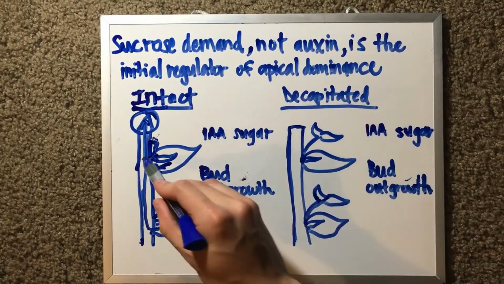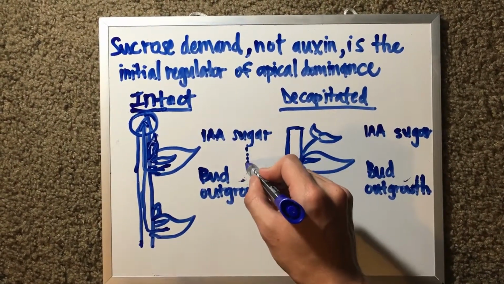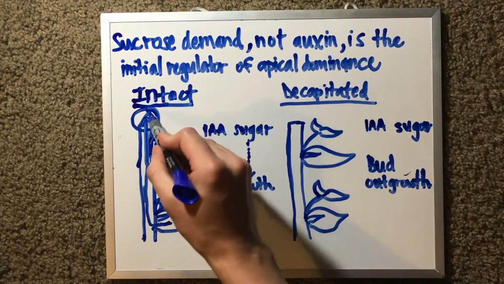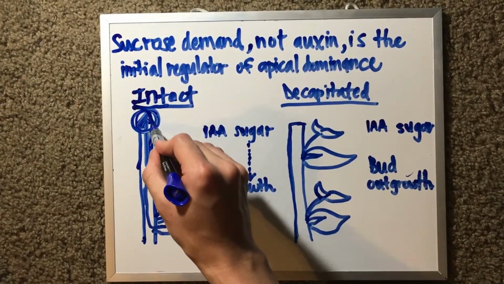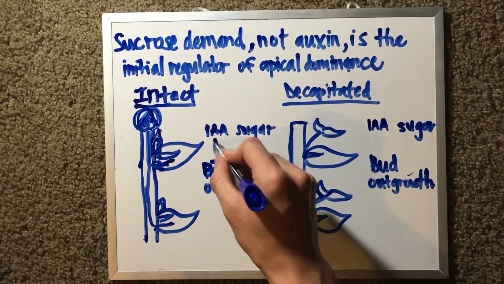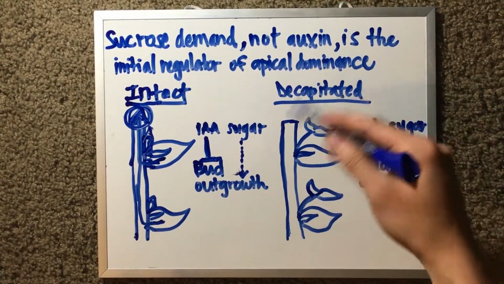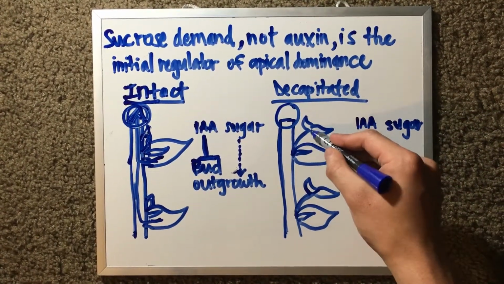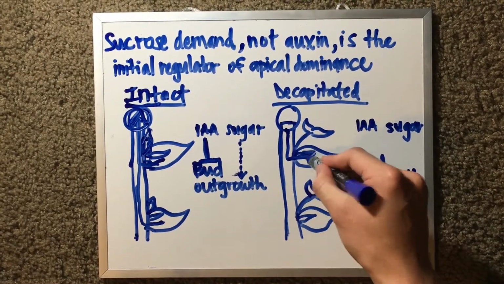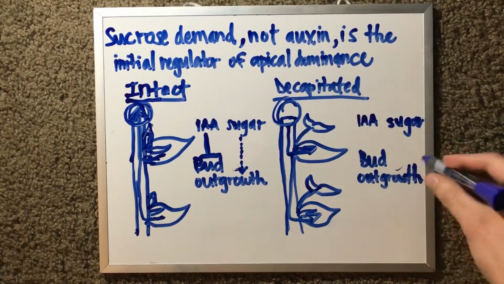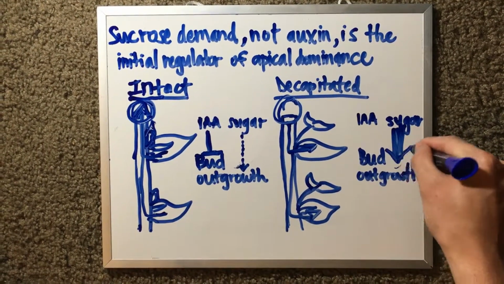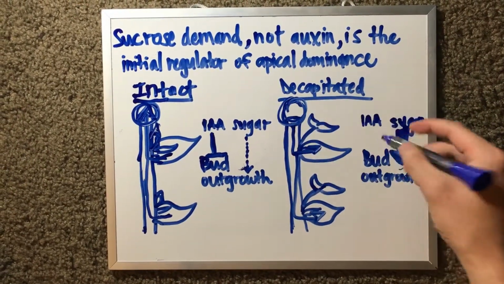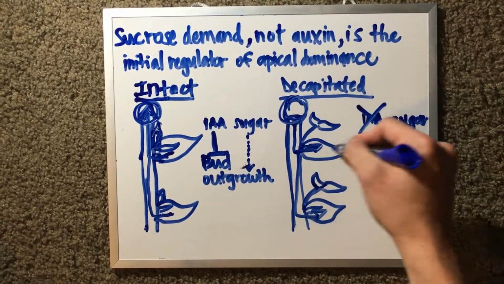So as there is less sugar going to the lateral buds right here, there'll be a decrease in bud outgrowth. And also, with the shoot apex, there is a great amount of auxin, which would inhibit bud outgrowth. And over here, we have a decapitated stem. And without the shoot apex, the lateral buds will have more sucrose going into them, so there'll be a greater amount of sugar, which would increase bud outgrowth, as you can see right here. And also, without the shoot apex, there's no auxin available, so it will not inhibit bud outgrowth.